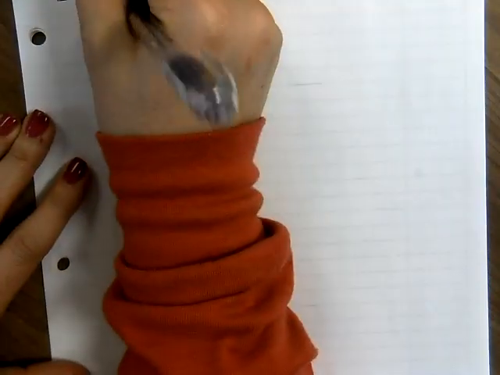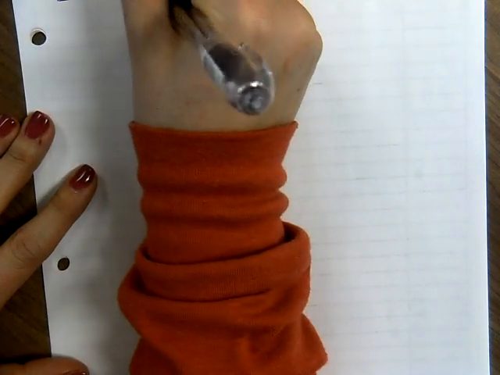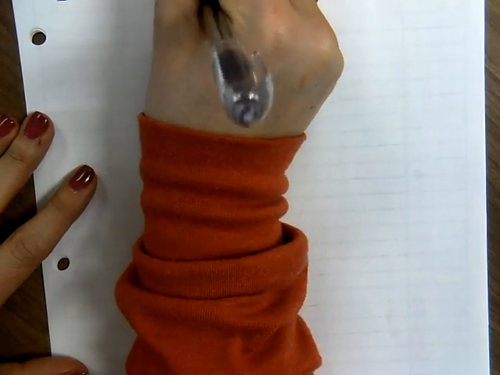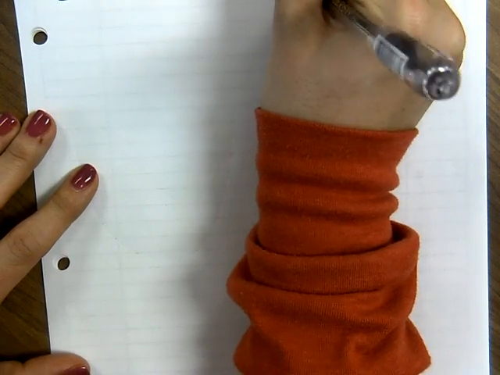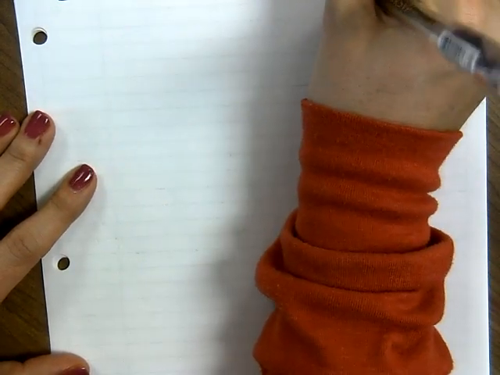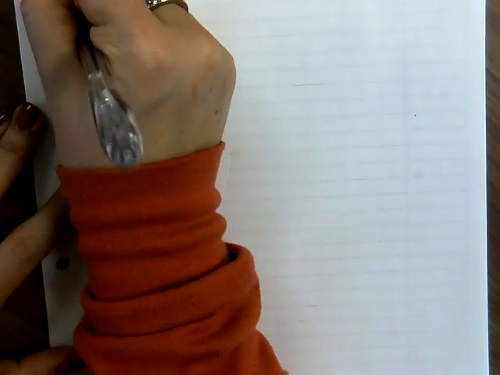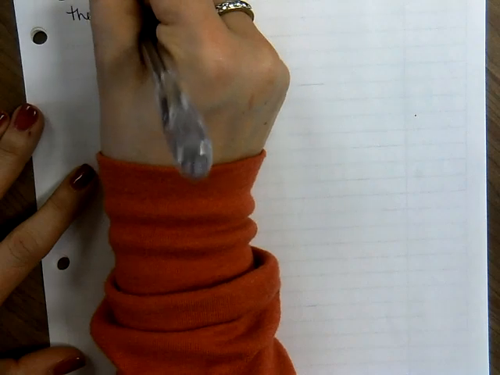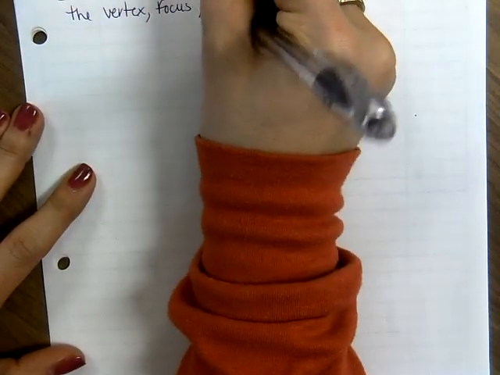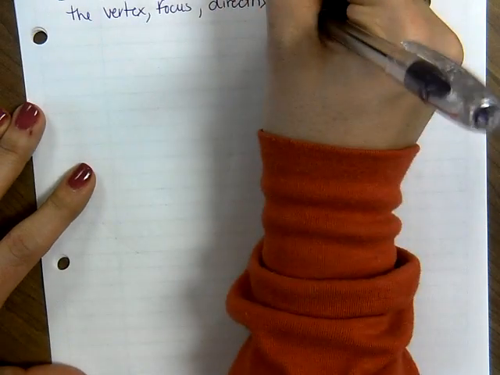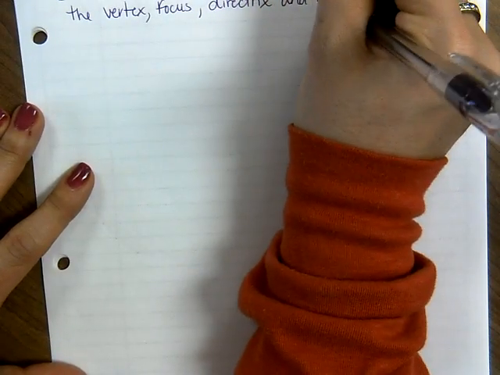Example 1. Put the equation in standard form and find the vertex, focus, directrix, and axis of symmetry.